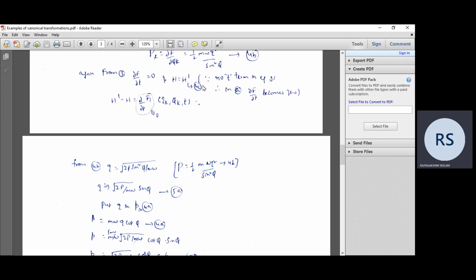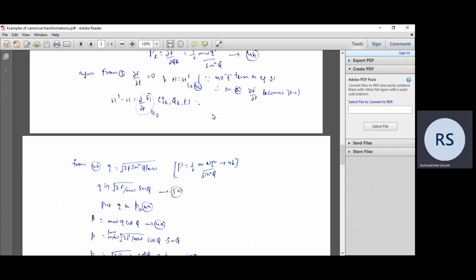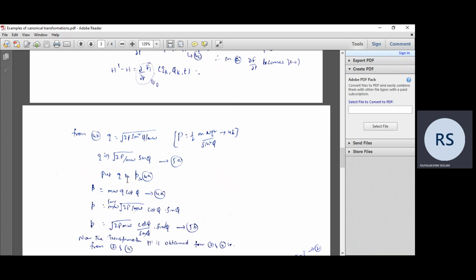So let us see from equation number 4b. From this we will find out q. From this term we obtain q equals root of 2P sine squared Q by m ω, or 2P by m ω. The square and square root get cancelled for this term, so we write sine Q outside the root. So small q equals root of 2P by m ω into sine Q. Let it be equation number 5a.